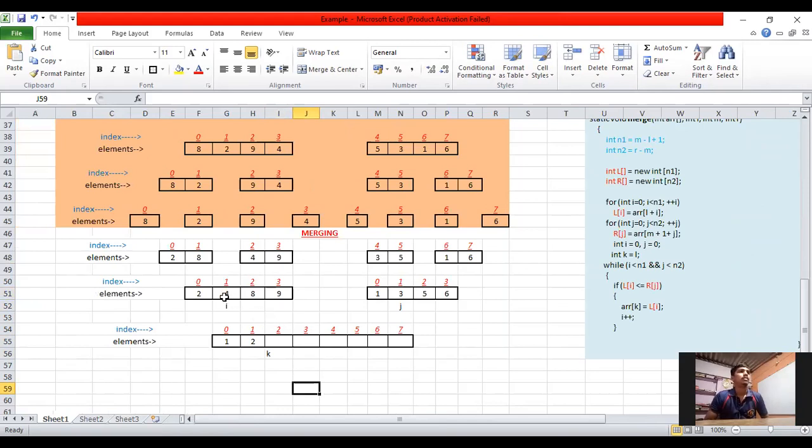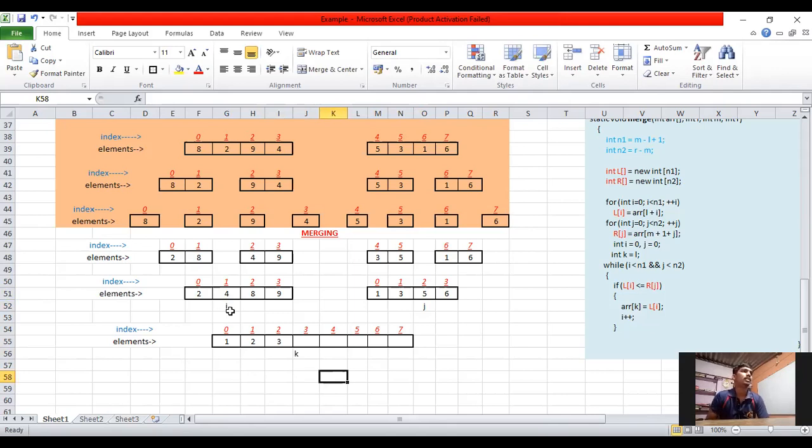After that we compare 4, that is left hand side, with the right hand side. So 4 with 3. So 3 is less, so 3 is placed here. Then j plus plus, so j is going here. Also k plus plus, so k is going here.